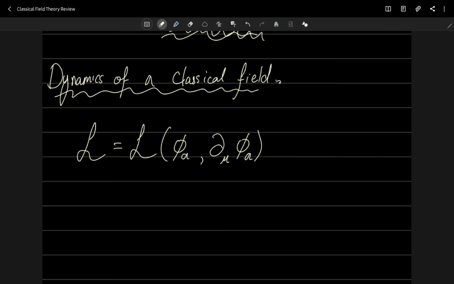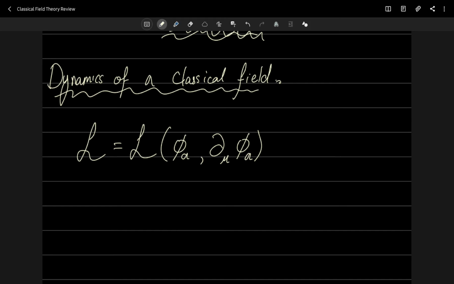Okay, so again, let me just point this out. This is again a review of classical field theory, and it's not an in-depth lecture on classical field theory, right? This is just some things that we need to remember to move on to quantum field theory. Some of the important points.